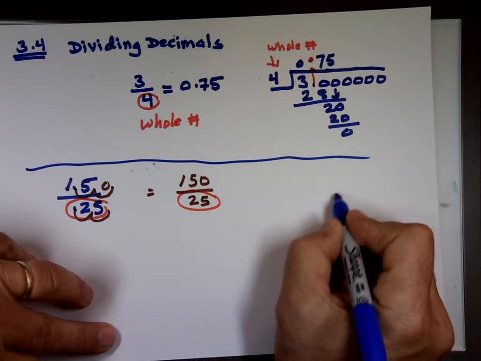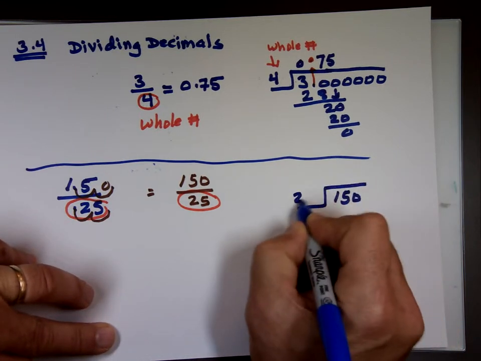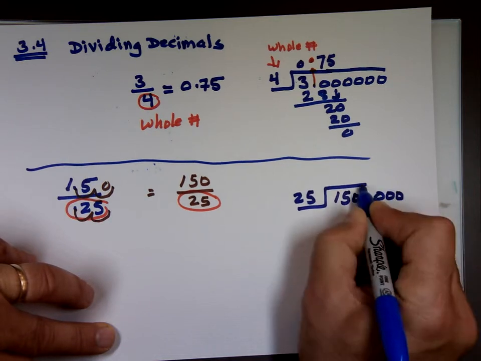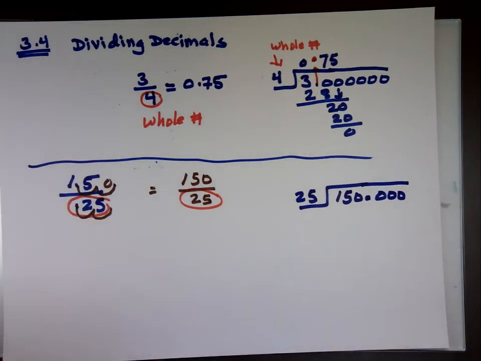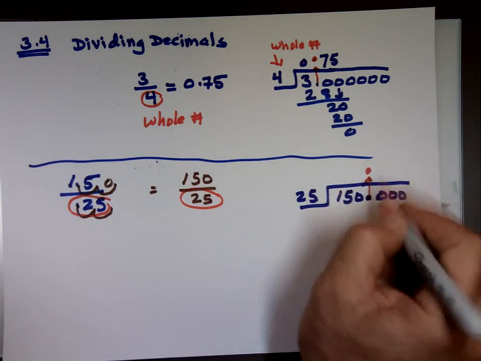So let's go to the side. 150 divided by 25. Again, there's a decimal point here if we need it and lots of zeros. I have no idea if we need them or not. But just to be on the safe side, I'll just say it's going to be up here. I'll move it up in case I need it. And there's all these zeros.